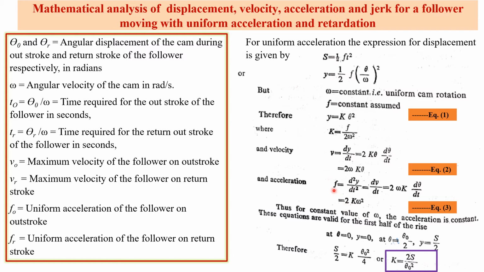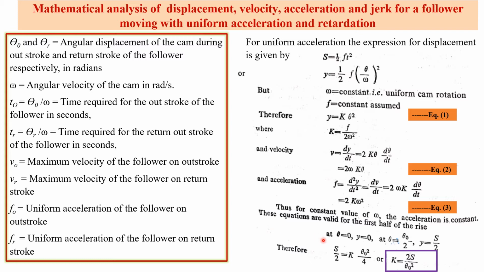So here we again cross verify it, that the acceleration of the follower is coming out to be a constant term. So these equations are valid for the first half of the rise. First half of the rise means when the cam turns through an angle of half of the outstroke angle. That is, theta is equal to theta 0 by 2.